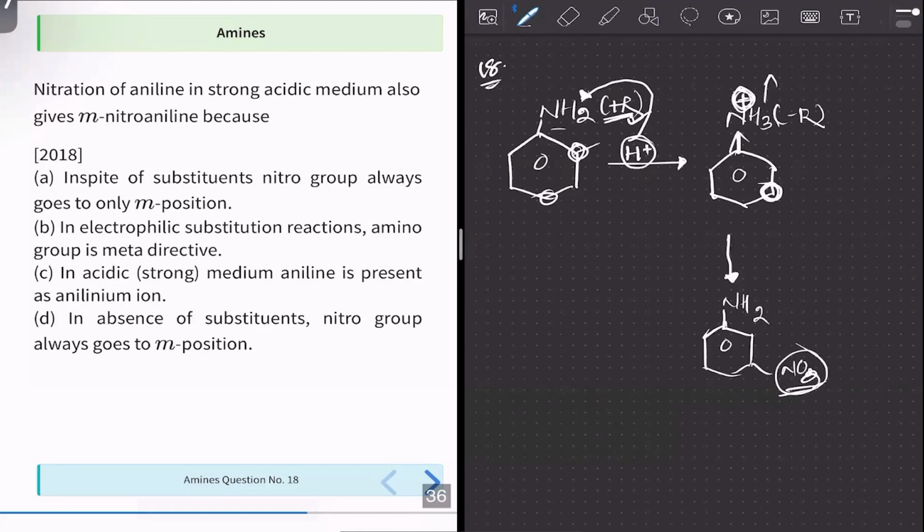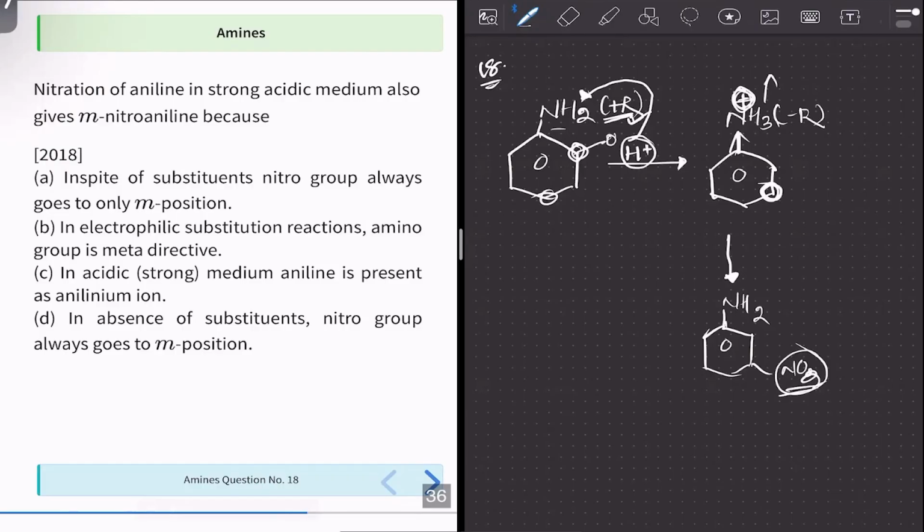So let's read out the options. In spite of the substituent, the nitro group always goes only to the meta position. No, when we have OH instead of NH2, the nitro group will go to the ortho and para positions because it is a +R group. So it is incorrect.